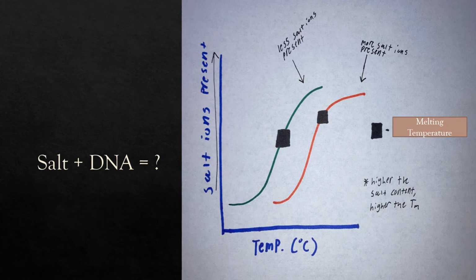The more salt ions present in this strand of DNA, the higher the temperature needed to cause denaturation of the DNA. When denaturation occurs, hydrogen bonds are broken and the double strand helix becomes a single strand.